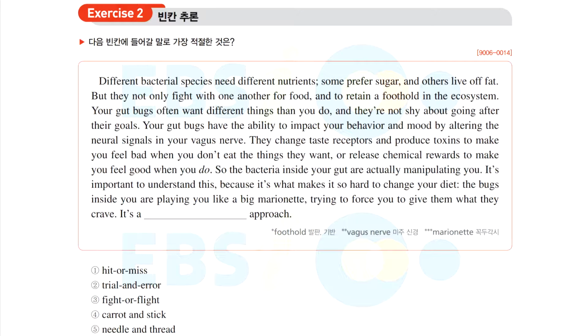It's important to understand this because it's what makes it so hard to change your diet. The bugs inside you are playing you like a big marionette, trying to force you to give them what they crave. It's a carrot-and-stick approach.